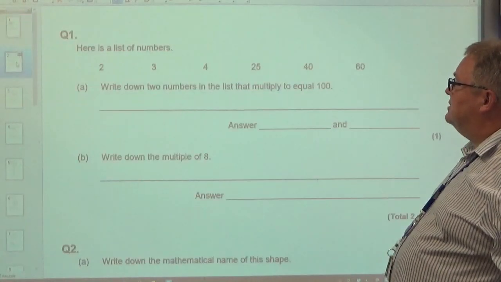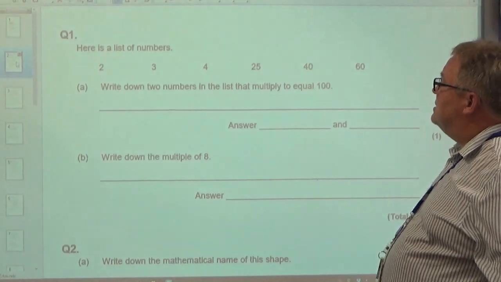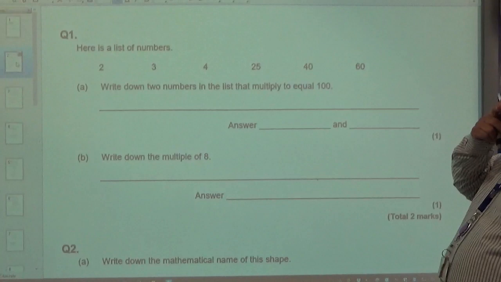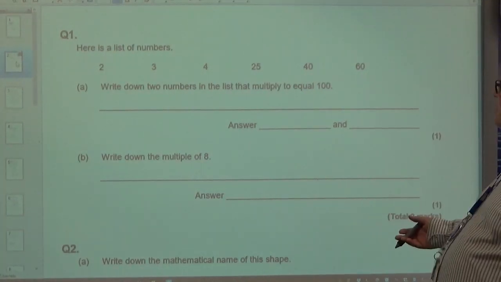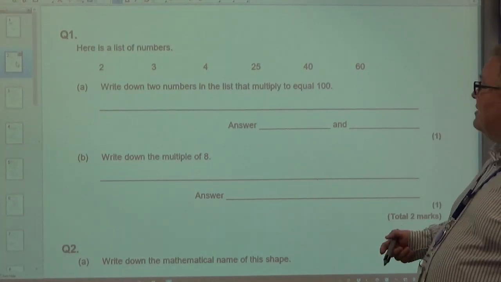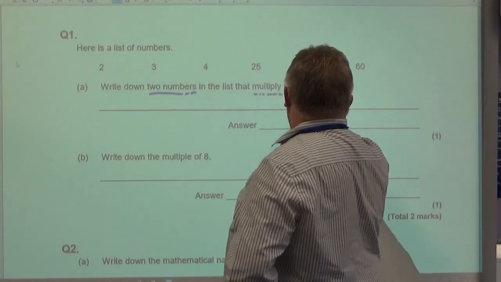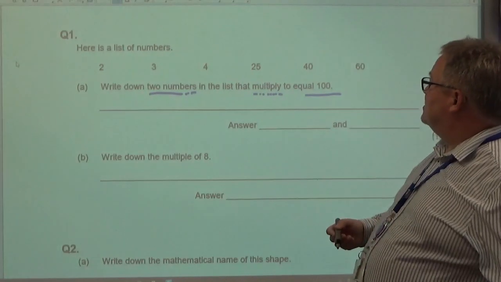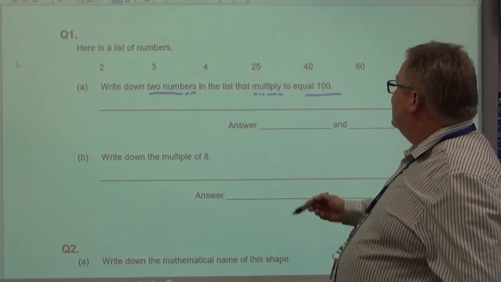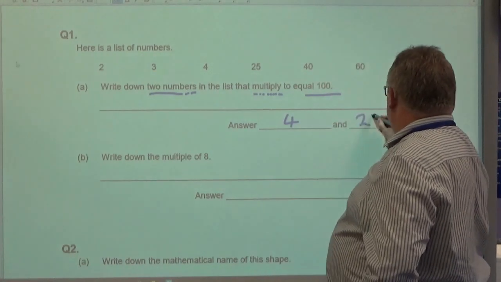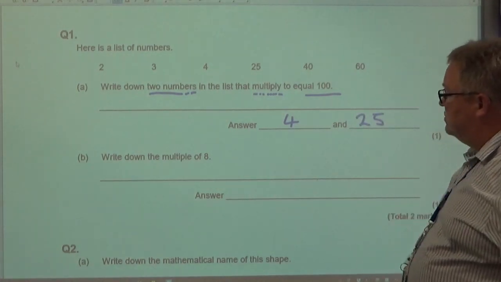Okay, let's get started. So here's a list of numbers. Write down two numbers in the list that multiply to equal 100. You've got a calculator, but you can probably do that without one. Just highlight those things. Looking at that, it looks like 4 and 25 will do that, so a nice, easy, straightforward start.